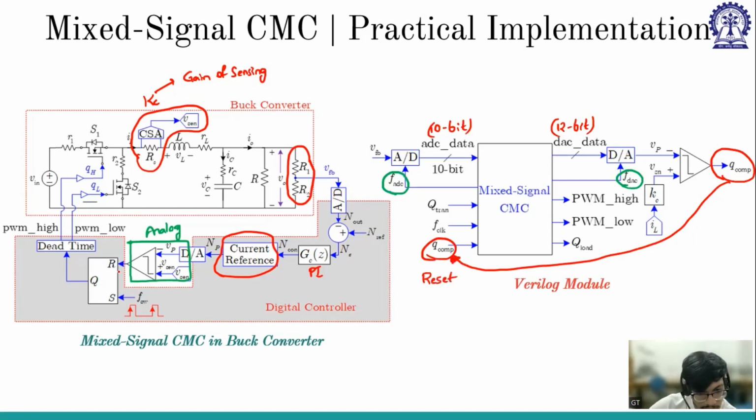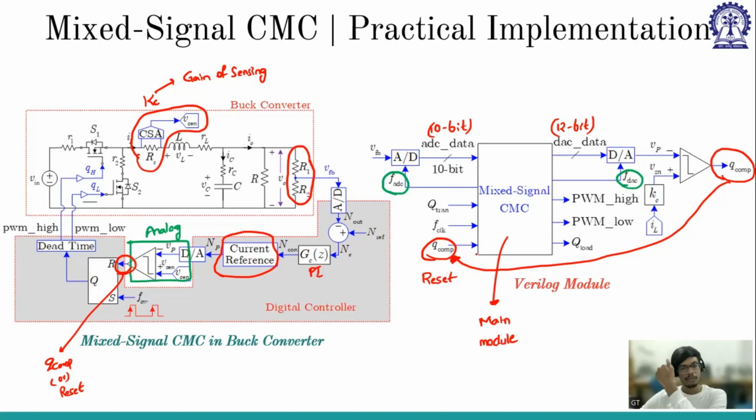So this Q comp is the reset pulse. Why? Because this is the Q comp. Right, Q comp is the output of the comparator. So the output of the comparator is the Q comp, or the reset pulse that we are discussing about. And then it is also the input to this Verilog module. So this is our main module. Okay, so these are the inputs and these are the outputs.